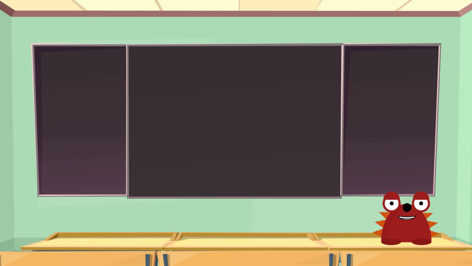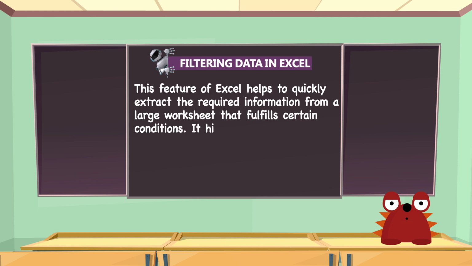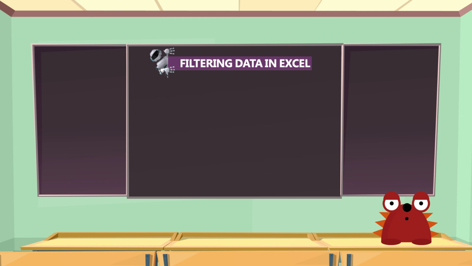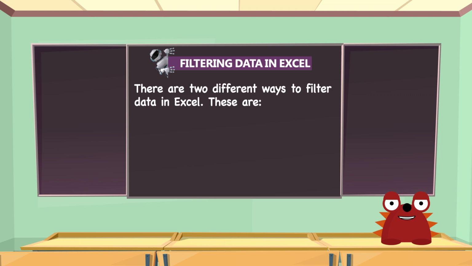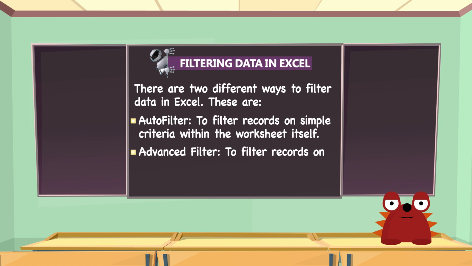Let's move on to learning about filter data in Excel. Filtering helps to quickly extract the required information from a large worksheet that fulfills certain conditions. It hides the unwanted data from the worksheet to display only those records or data rows that satisfy the applied conditions. There are two different ways to filter data in Excel. They are autofilter and advanced filter. Autofilter helps to filter records on simple criteria within the worksheet itself. Advanced filter helps you to filter records on complex criteria at some other location.